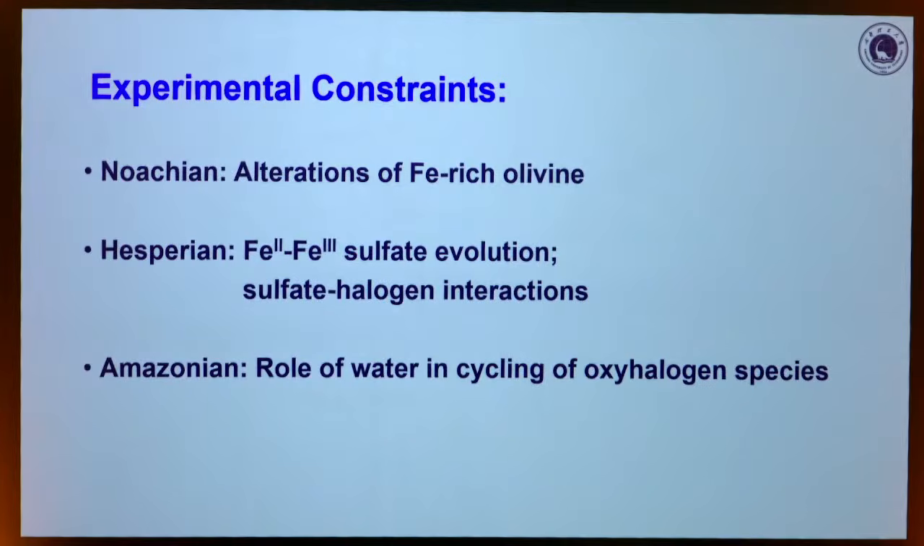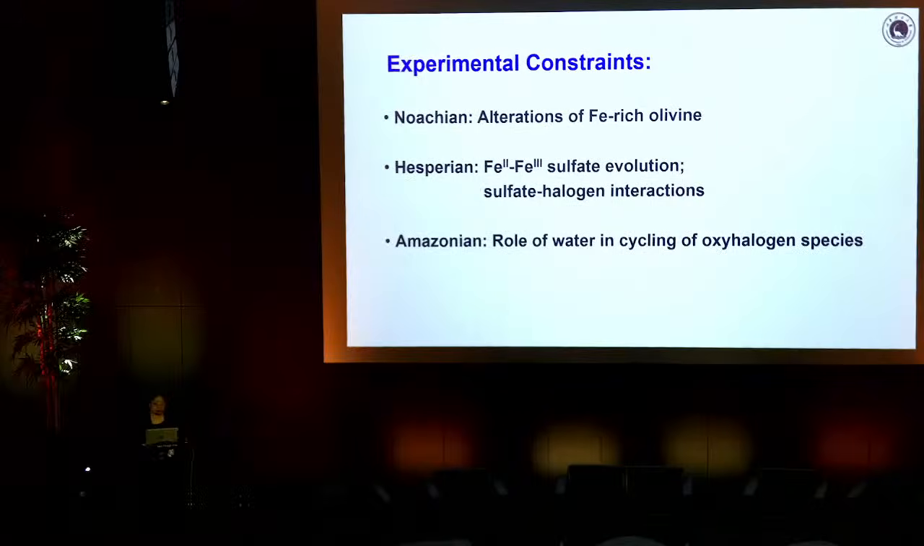Our strategy is to design a series of experiments to constrain the acknowledged gaps that we're missing, based on our experience. For the Noachian, we focus on the alteration of iron-rich olivine. For the Hesperian, we look at the iron 2+, 3+ sulfate evolution and the sulfate-halogen interaction. For the Amazonian, because we know that it's very oxidizing, we want to see how water acts during the processes.